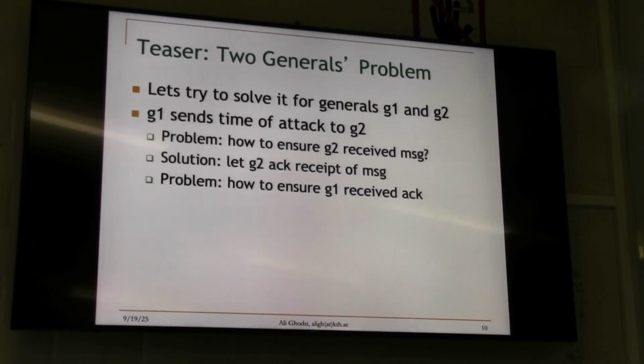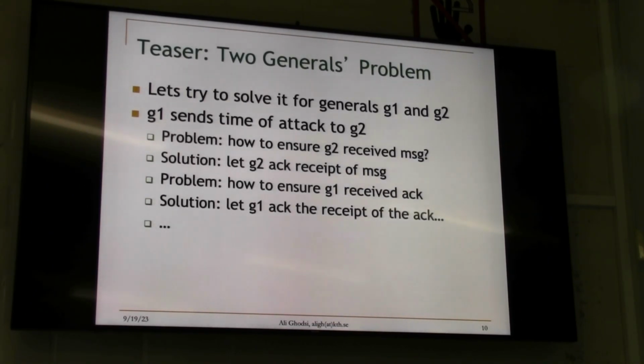So G1 now is sure that G2 got the message, but G2 is not sure that G1 knows that it received the message. So how do we ensure that G2 knows that G1 received the acknowledgement? Well, G1 sends an acknowledgement of the acknowledgement back to G2. But this acknowledgement of the acknowledgement might get captured too. You see, there's a problem here. It seems like there's no solution. It's not obvious. How do you make sure?